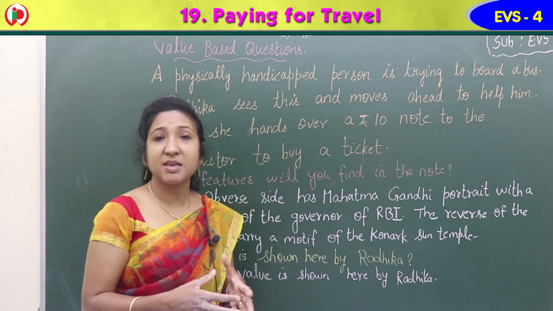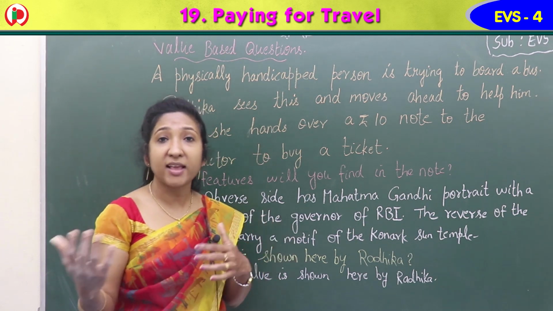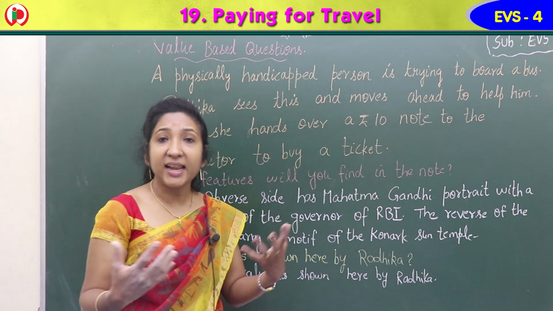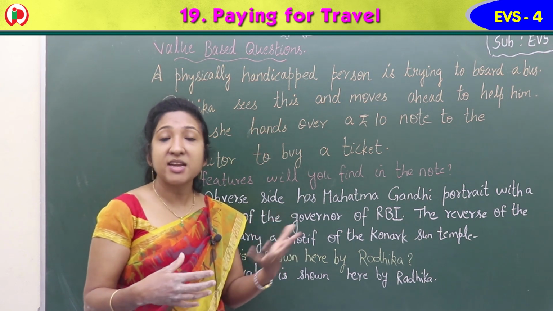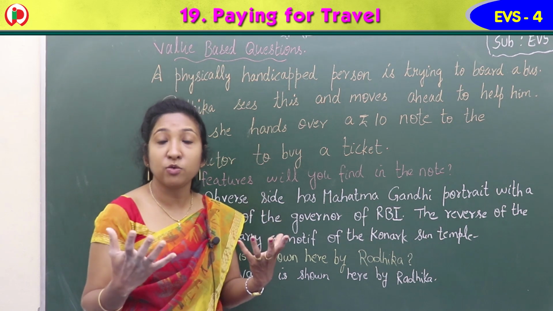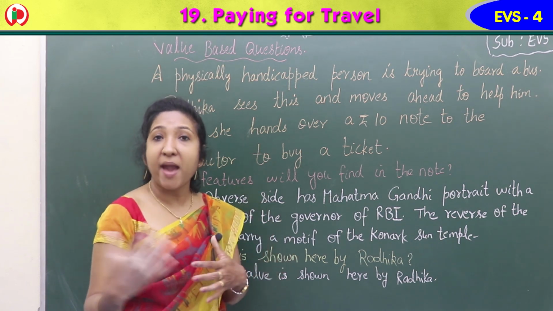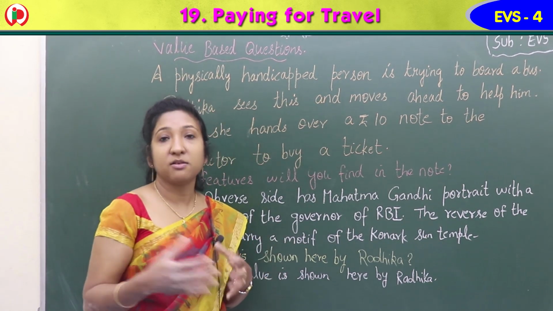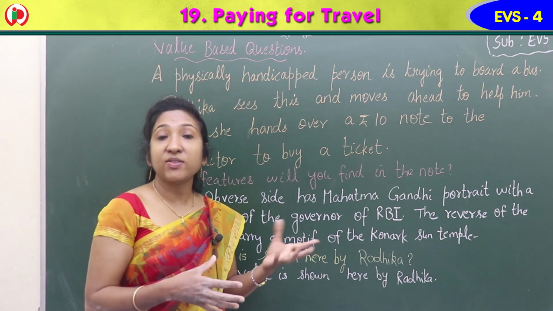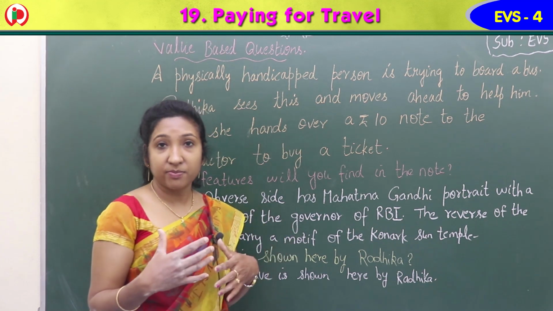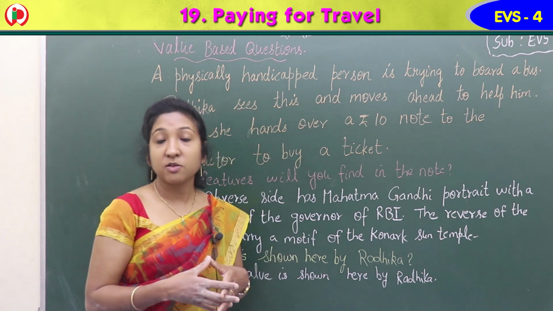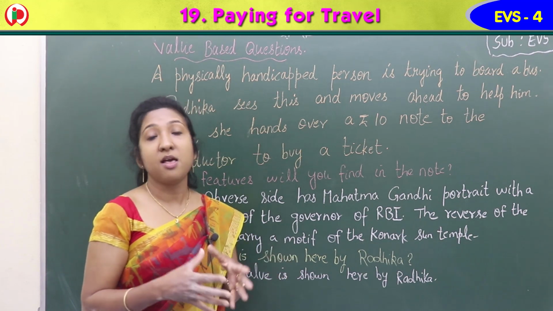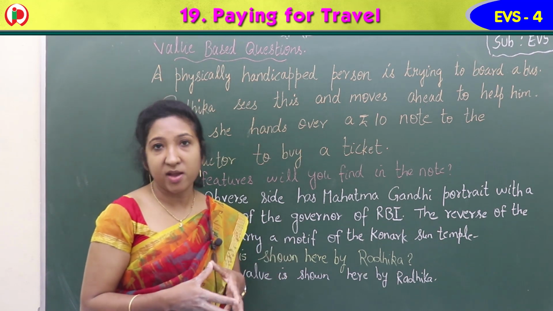A physically handicapped person, an old lady, an old man trying to move from one side of the road to the other, or something like that. If they have any difficulty, if you are seeing it in front of you, then you can help. If your parents are there, you can take their help and help those people. So here Radhika has shown the value of generosity, kindness. So be kind to others. It's a good quality, children. You also should show kindness to everyone.